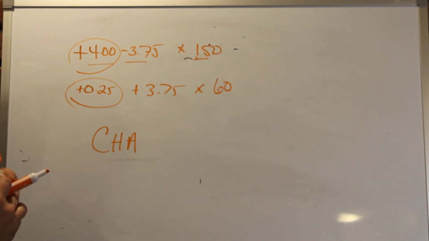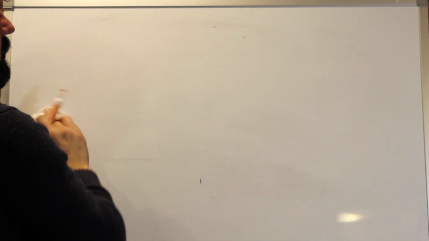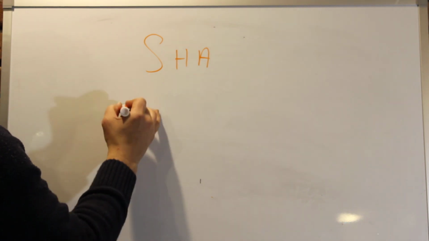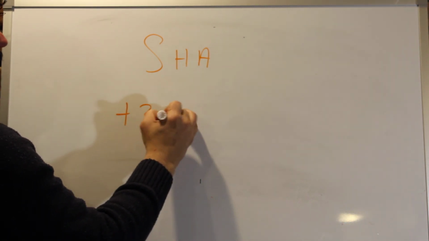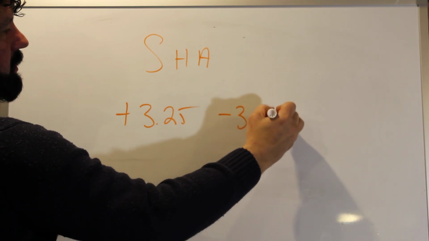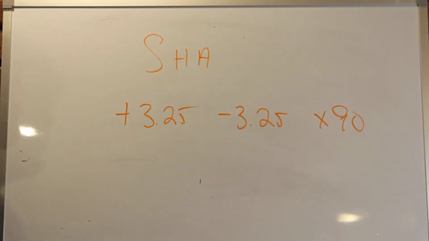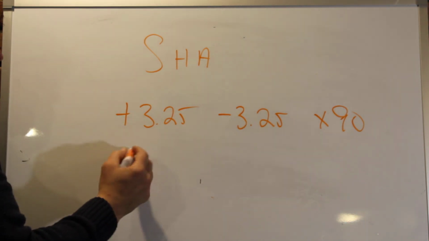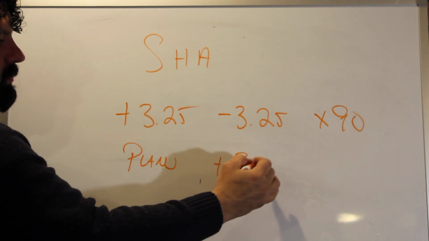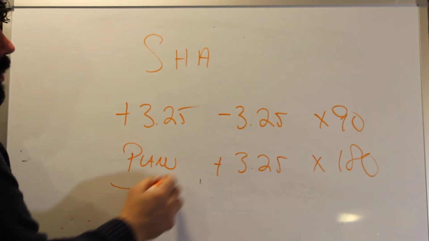And so let me give you an example of simple hyperopic astigmatism. Let's do plus 3.25, minus 3.25, axis 90. Transpose it. Plus 3.25 minus 3.25 is plano. Change the sign. 90 degrees away. One meridian.